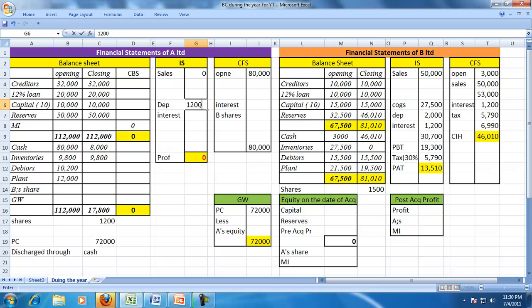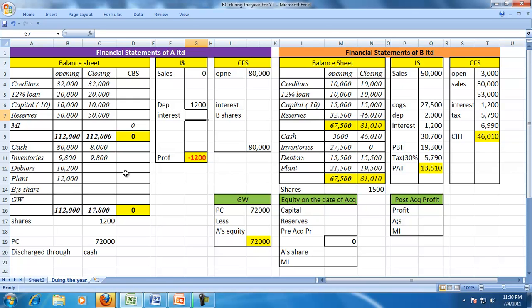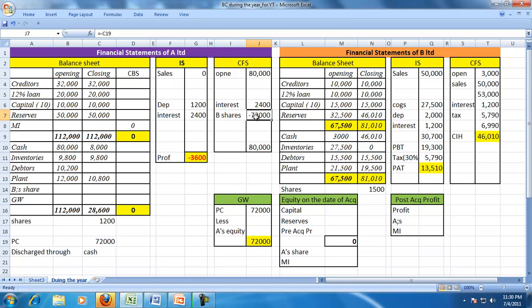Depreciation is 1,200, given, if I'm not wrong, yes. And if there is a depreciation, the plant value will come down by 1,200. Okay, and interest for the period, I pay the interest on 20,000 at 0.12, so let us assume that you pay interest of 2,400, and you acquired 72,000 of B shares.